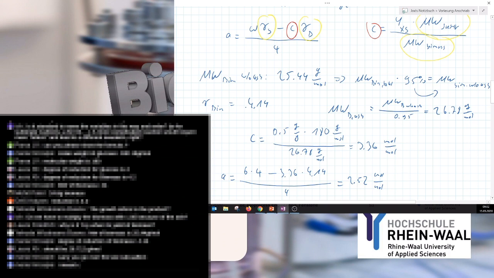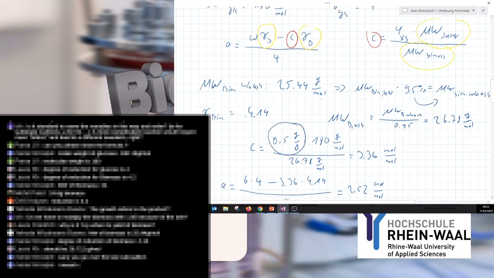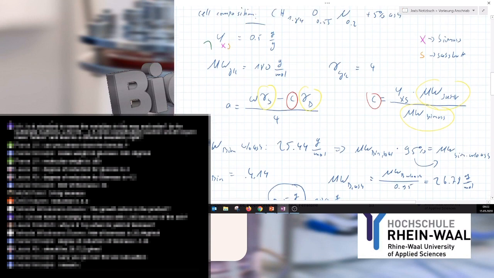So again, this calculation, C, comes from this equation here. C is equal to the yield coefficient biomass per substrate, this term, times the molecular weight of our substrate, this term, divided by the molecular weight of our biomass, this term. So I simply now put in the values. I don't do a real calculation. This is my YXS. This has been given in the exercise. So this comes from here. I just put it in.